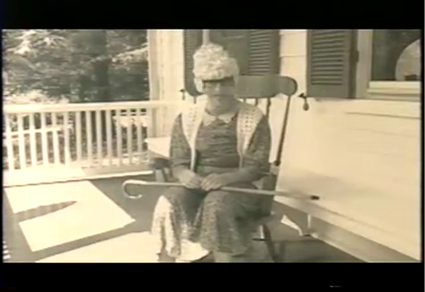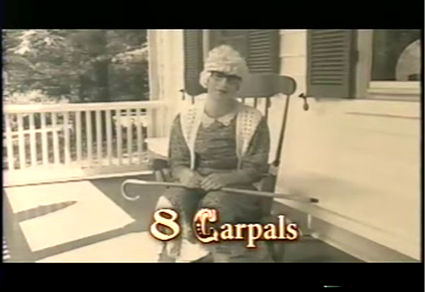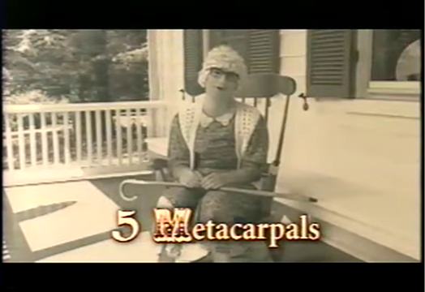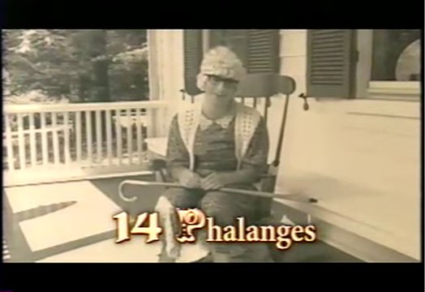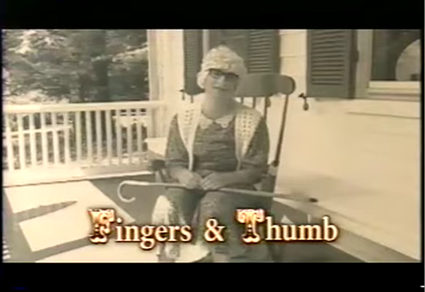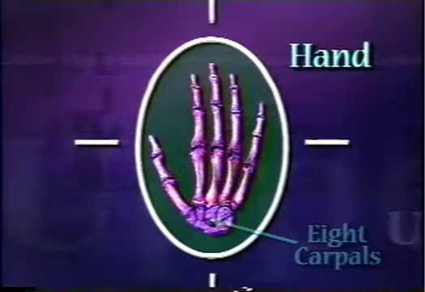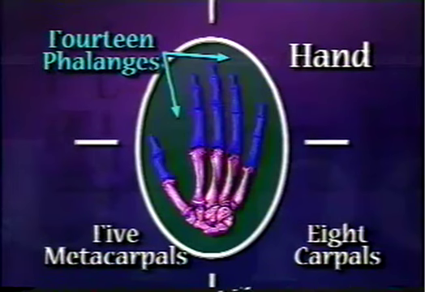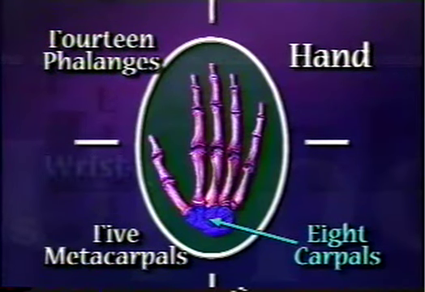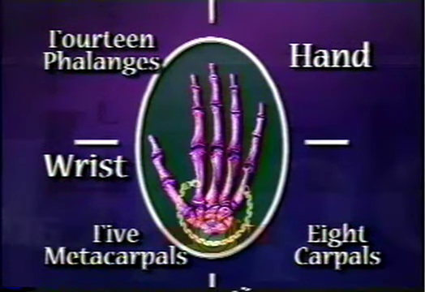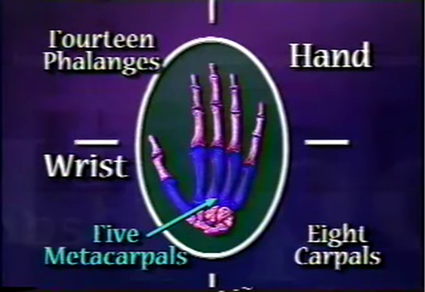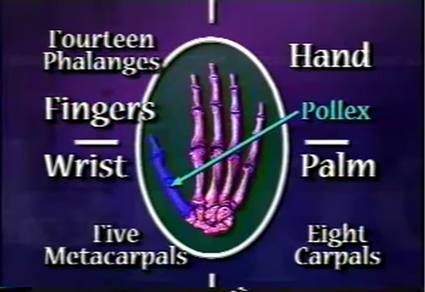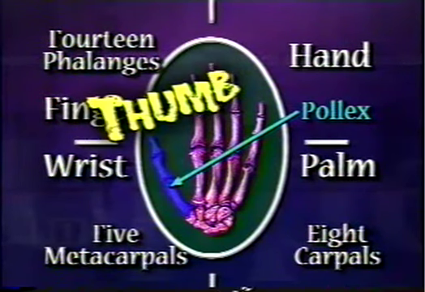That's right. He broke all 8 carpals, all 5 metacarpals. Those are the 5 long bones that form the palm, and he broke all 14 phalanges. That's the fingers and the thumb. So the hand is made up of 8 carpals, 5 metacarpals, and 14 phalanges. The 8 carpals are the bones that form the wrist, where we put our watches and bracelets. The 5 metacarpals make up the palm, and the 14 phalanges give us our fingers and a pollex, which is a fancy word for thumb.